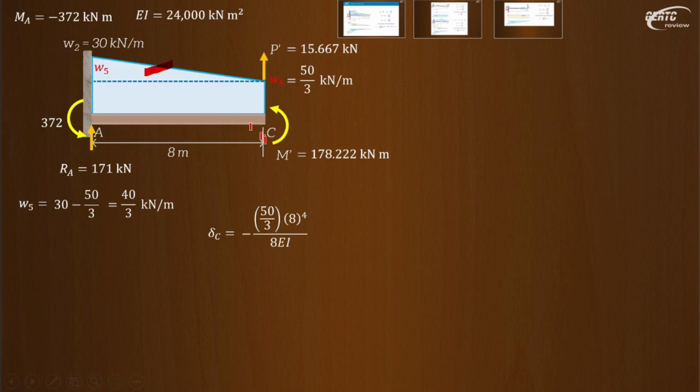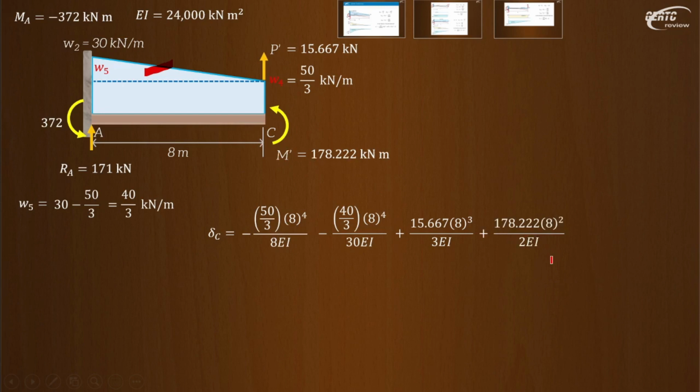One here. So that will be WL to the 4th over 30 EI, negative also, because it causes a downward deflection, downward movement. And then for the concentrated load P prime, it should be plus because this will cause an upward movement. So PL cubed over 3 EI. P prime, okay, I'm using kilonewton and meter here. And then for the applied moment it is ML squared over 2 EI, positive also.